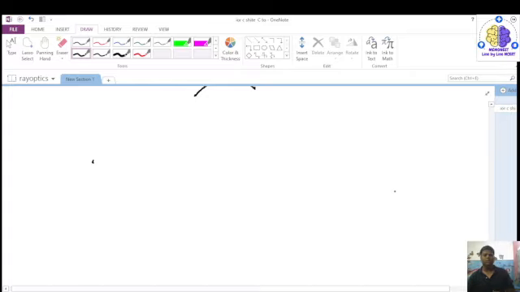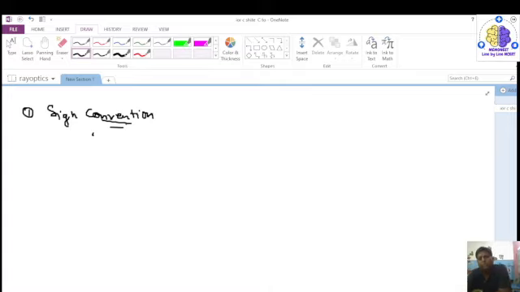Now, the things which are actually very important for this chapter, whatever I'm going to say from now, are very important. The very first thing is your sign convention. Sign convention is that we will be taking positive and negative signs for all the distances which are being measured over here.